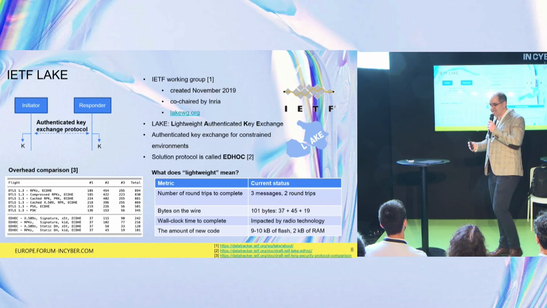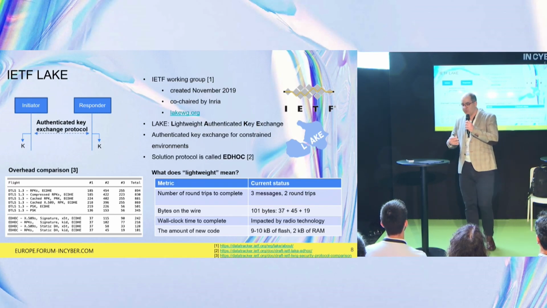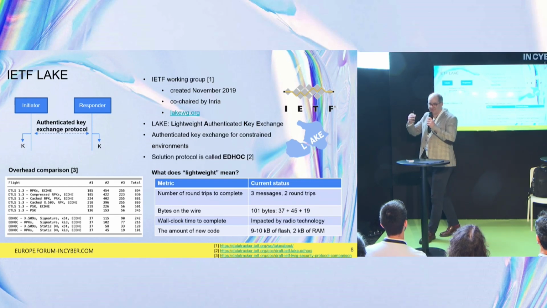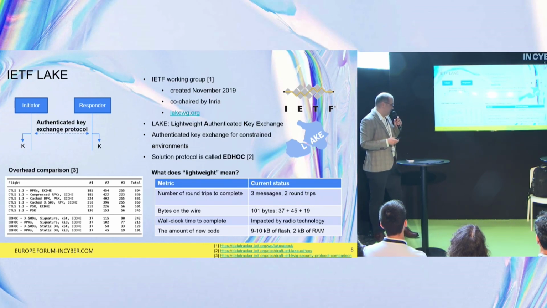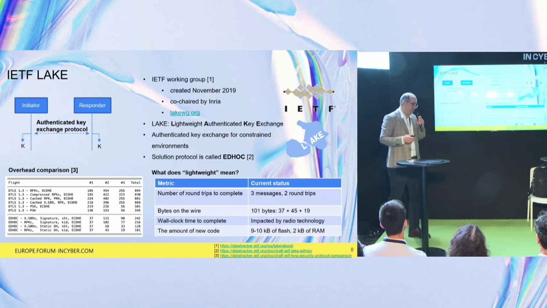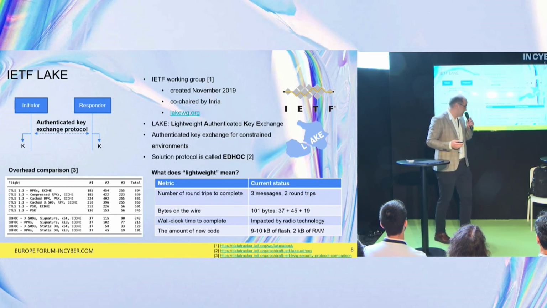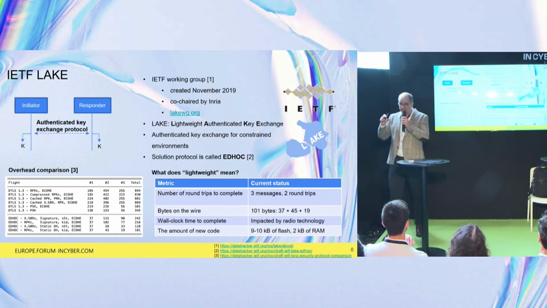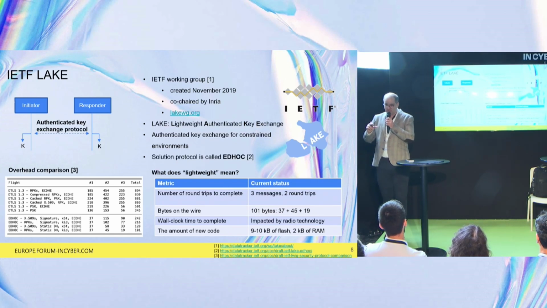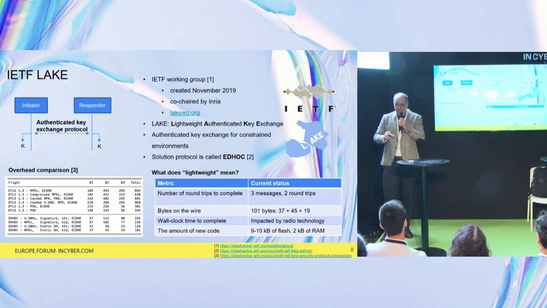Before we could even start defining a protocol in the IETF, we had to define what lightweight actually means in practice. Here I give you a couple of metrics that we defined at the very early stages of the standardization process. These metrics are the number of round trips to complete, the number of bytes on the wire, the wall clock time to complete, and the amount of new code that the implementation of the protocol takes up on the device. And remember why that is important: we have very limited memory on the devices, so we want to minimize how much space the protocol takes when implemented on the device.